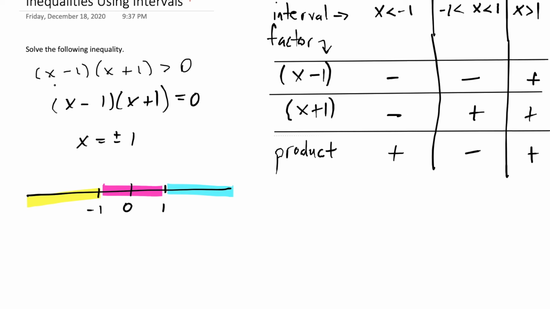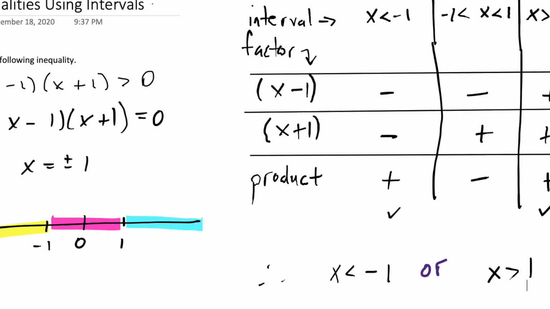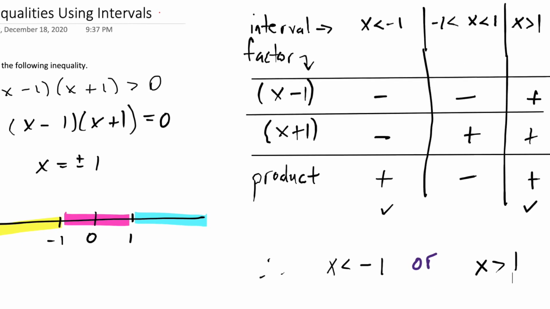So now I look at my initial statement. I need it to be greater than 0, which is a positive value. That means this condition and this condition, when x is greater than 1 or x is less than negative 1, make this statement true. Therefore, x is less than negative 1 or x is greater than 1.